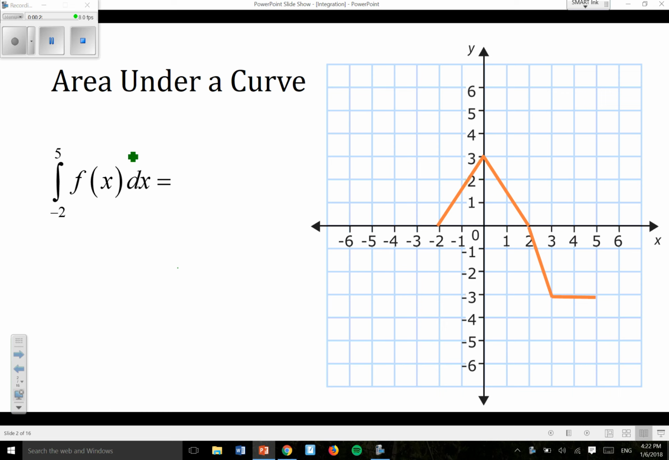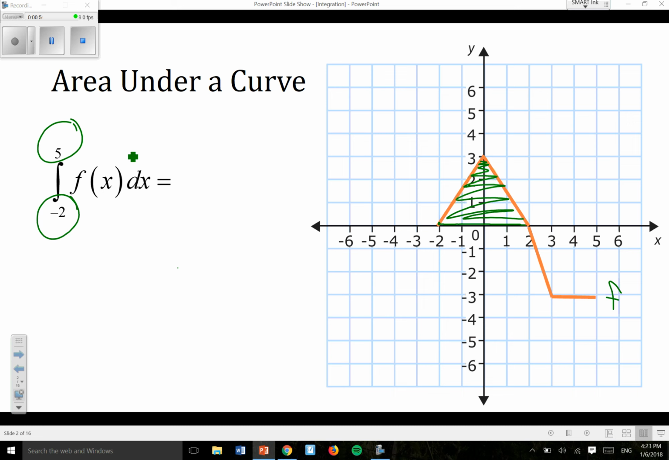This is asking us to find the area from an x value of -2 to an x value of 5, between this curve, which we'll call f, and the x-axis. Thankfully, this curve is made up of straight lines, so we can actually find that exact area under the curve. We start at -2 and go to 5. The easiest first section is from -2 to 2, creating this triangular area.